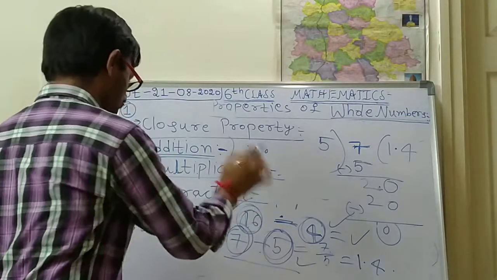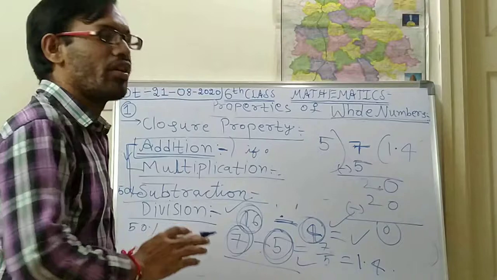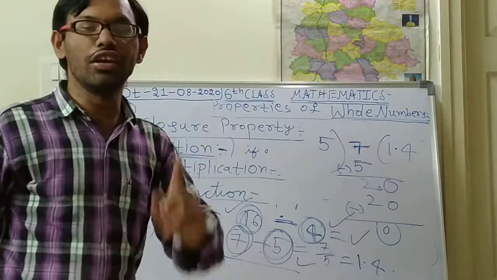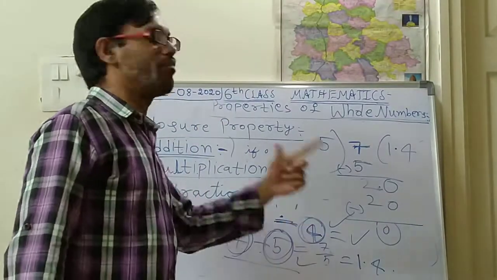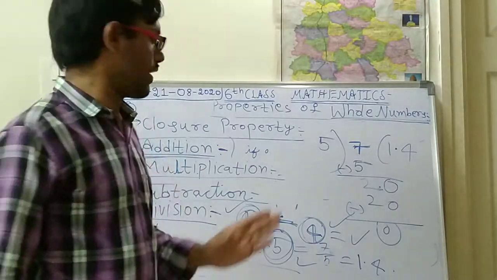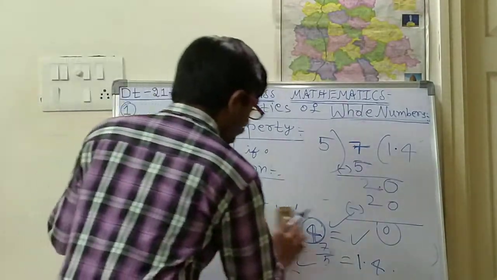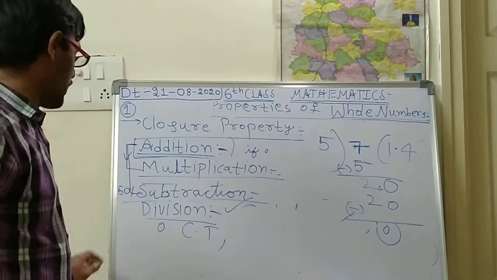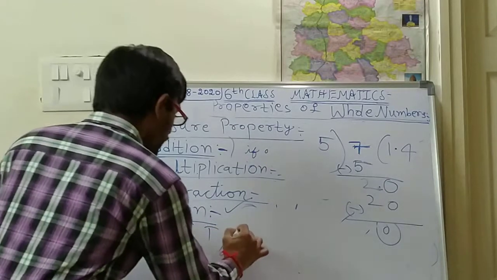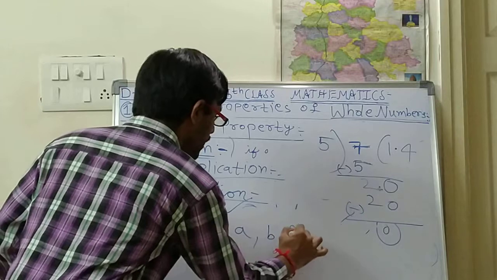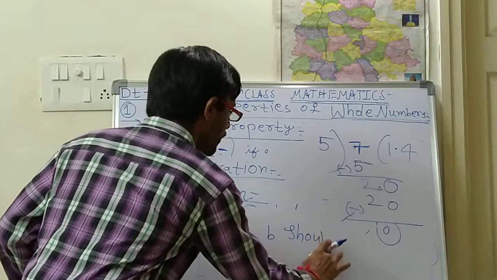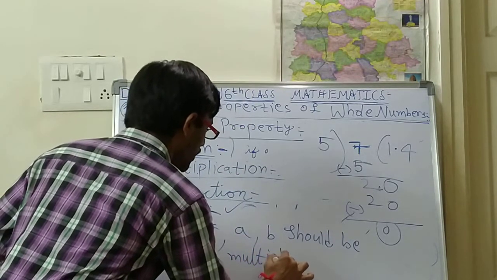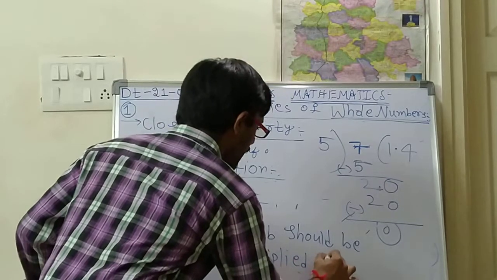So what is the final statement? If A and B are any two whole numbers, then A divided by B is a whole number, on condition that A, B should be multiplied directly.